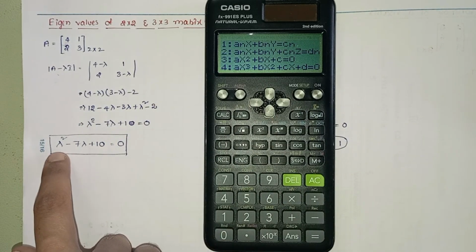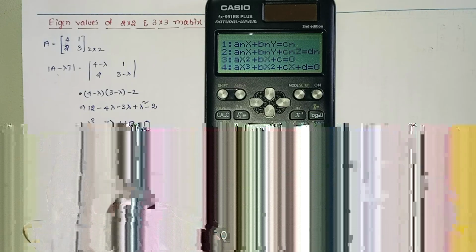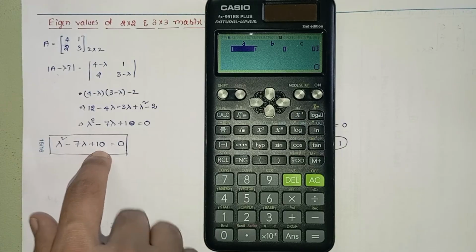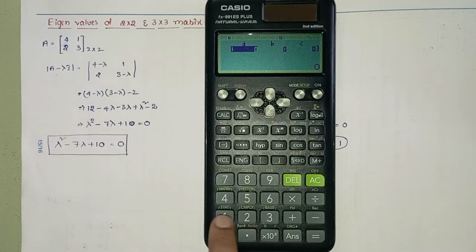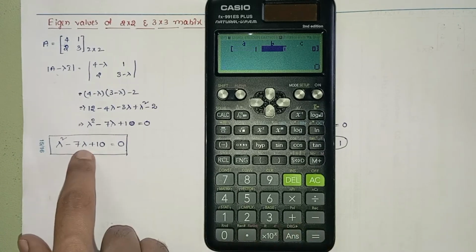The equation is quadratic, so if it is cubic select 4, but it is a quadratic equation, so we'll select the 3 option. We'll give the coefficients of lambda square, lambda, and the constant. Lambda square coefficient is 1, so give 1, and lambda coefficient is -7, give -7, and the constant is 10.